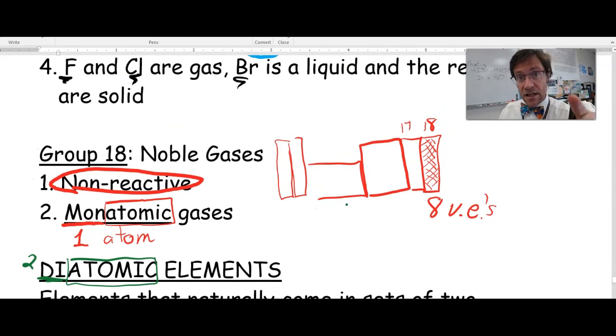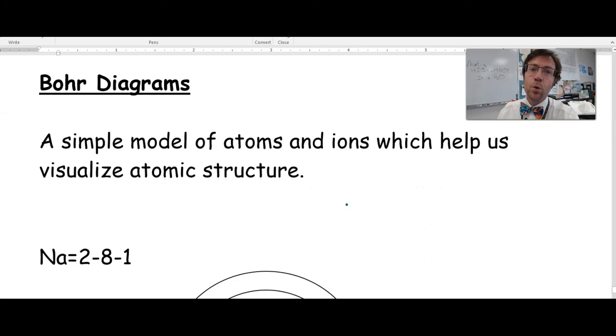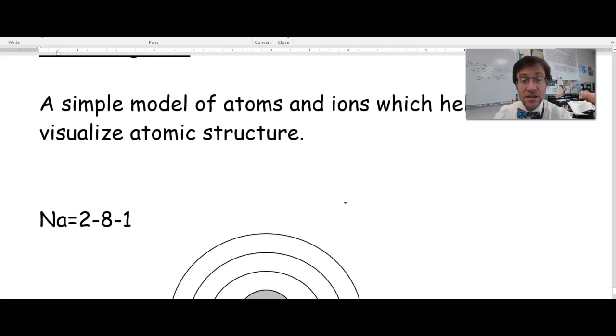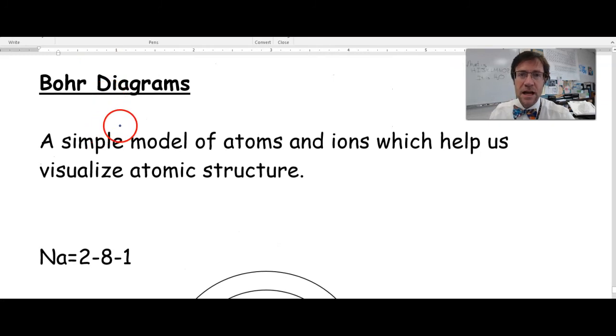Diatomics, monatomics, lock them in. And one last thing before we go are these Bohr diagrams. I'm tagging this on here just to help us visually see what happens when things become ions, when things lose their shell. We talked about this before, but I'm just going to dig in a little bit more. It is a simple model that helps us visualize atomic structure. And here's how it works.